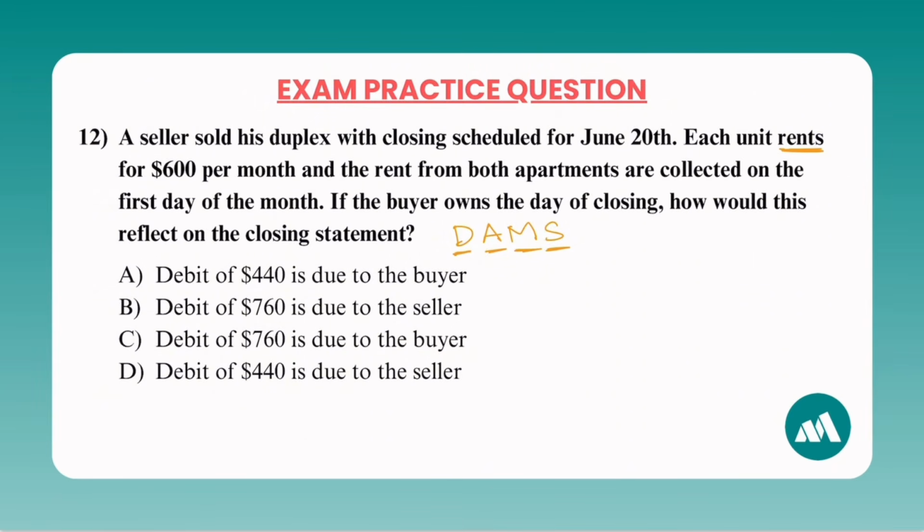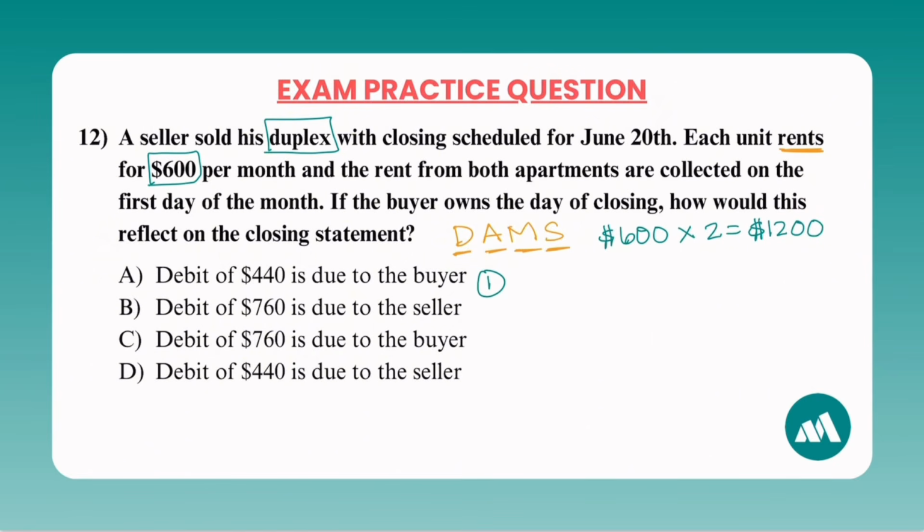Before we start that, we have to find the total amount of rent that is going to be divided up here. So since each unit is $600 and we're talking about a duplex, that means 2 units, we're going to take $600 and multiply it by 2. That is going to leave us a total rent of $1,200 that we have to divvy up between the seller and the new buyer. So now we can begin the DAMS method.